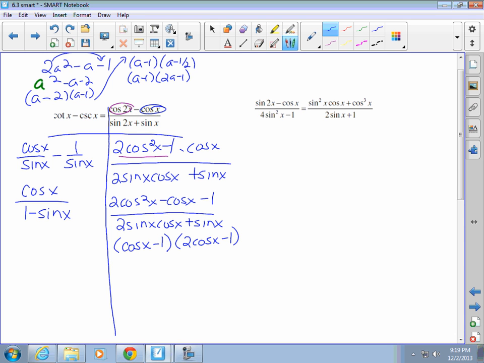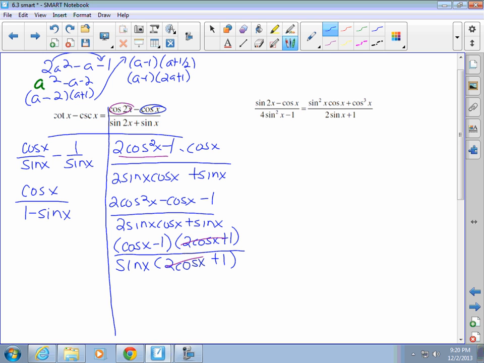So now I need to see, what can I do? Well, on my bottom here, I can GCF a sine x out of here. So this is the same as saying sine x times 2 cos x plus 1. Did I switch a sign? I did switch a sign here. There should have been plus 1. There we go. So my 2 cos x plus 1 in the numerator can cancel with the 2 cos x plus 1 in the denominator. That and that will cancel.